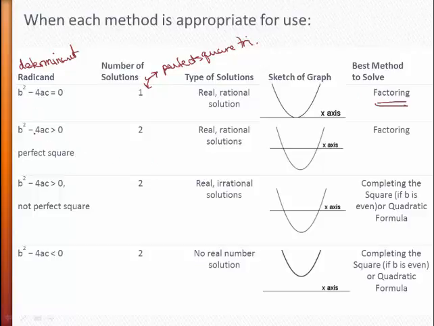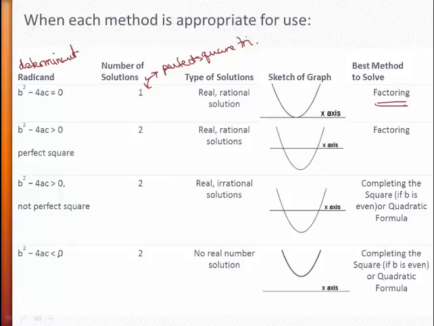Now, if this is a perfect square and it's greater than 0, you're going to have two solutions. And because it's a perfect square, you're going to get real rational solutions. And factoring should be relatively easy. Or you can use quadratic formula if you want. Now, if you have a non-perfect square, you're going to have two real irrational solutions. In this case, completing the square or the quadratic formula are the best choices. And completing the square is the best choice if b is even, because you know you have to divide it by 2. That's when completing the square works best.